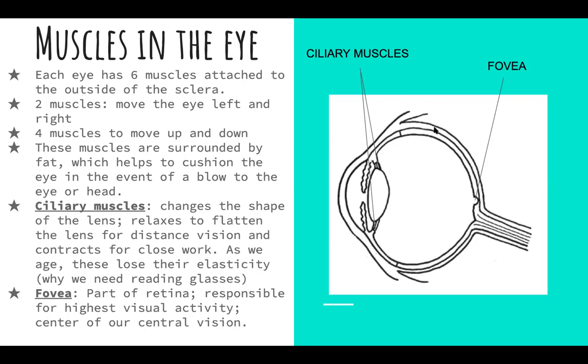So that's what I was mentioning earlier. The ciliary muscles are these little markings in here. Notice how they're holding that lens in place. It changes the shape of the lens, relaxing to flatten the lens for distance vision, and contracting for close work, meaning when things are getting closer to your face. Hence why when you were moving your finger closer to your eye, you could feel that tension. As we age, these ciliary muscles lose their elasticity, which is why most people need reading glasses.